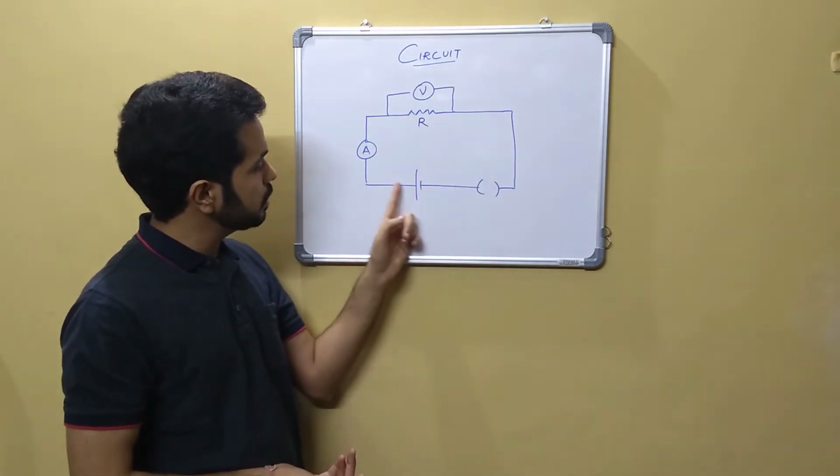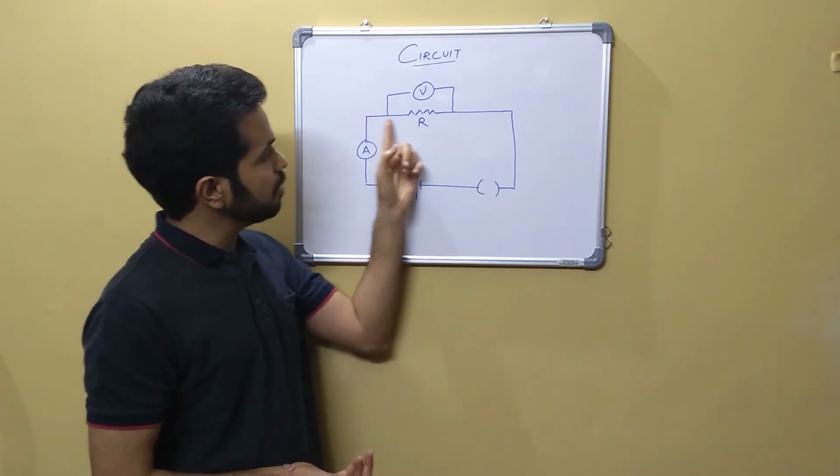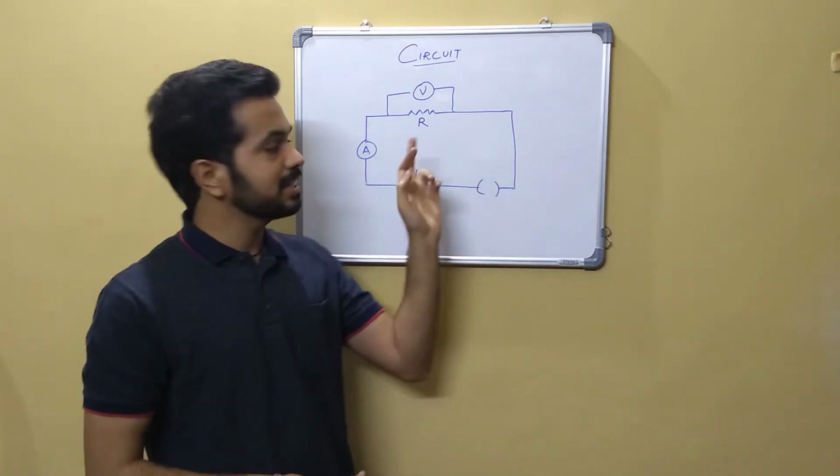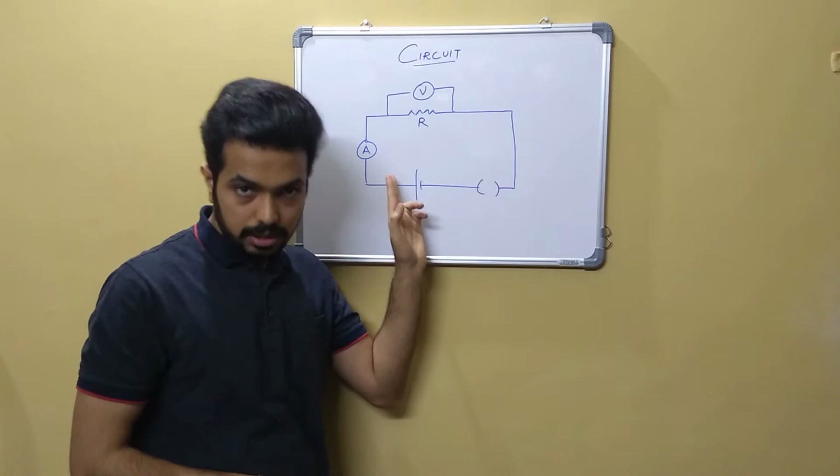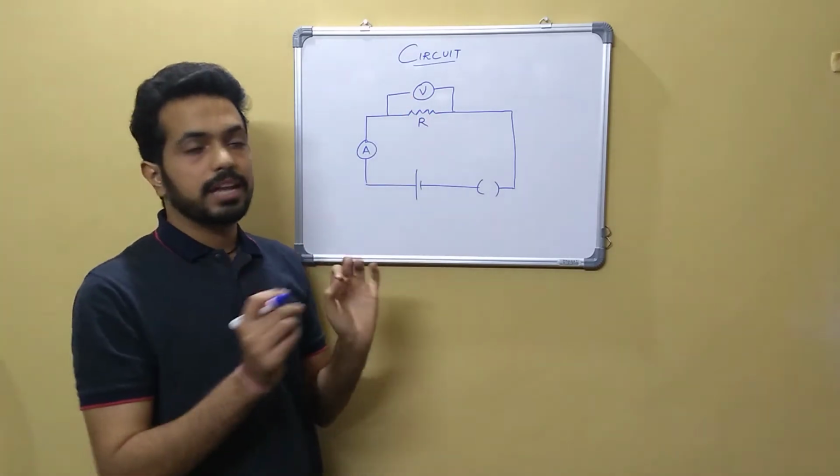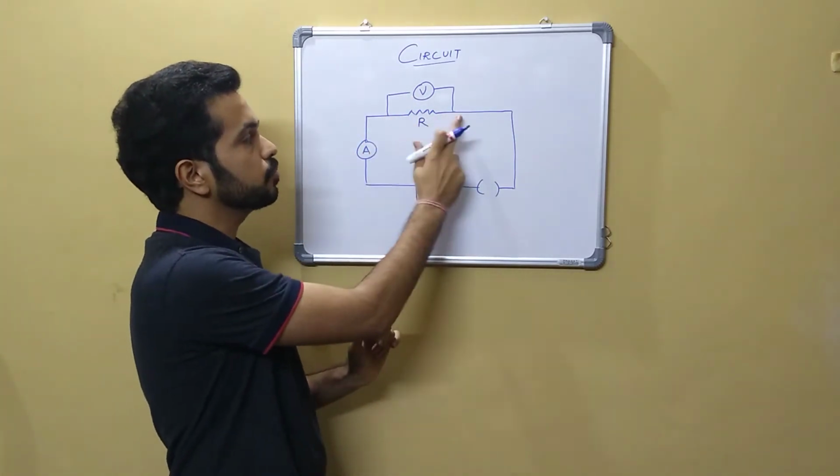If you can see, the current which will flow through the ammeter, that same current will flow through the resistor. So the ammeter will give you the reading of current and the voltmeter will give you the value of potential difference between these two terminals.